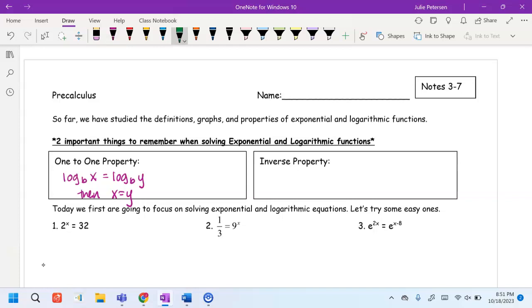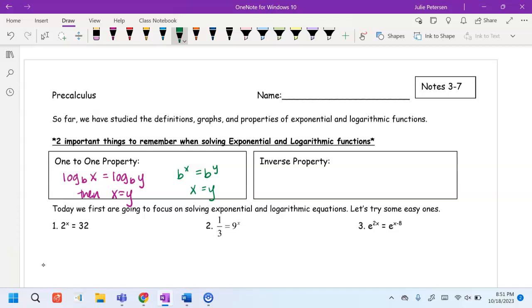If I had b to the x equals b to the y, then we can just say that x equals y. And that's how we solved all our exponential functions in the past, where we just made sure we had a common base. So keep those in mind as we're solving today.